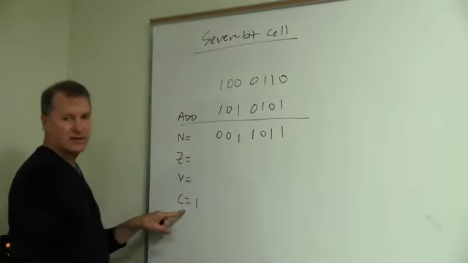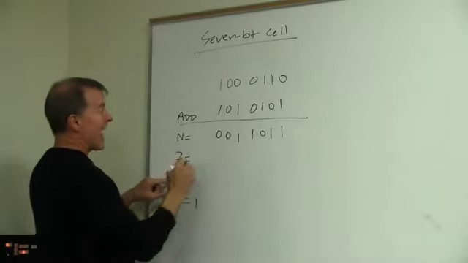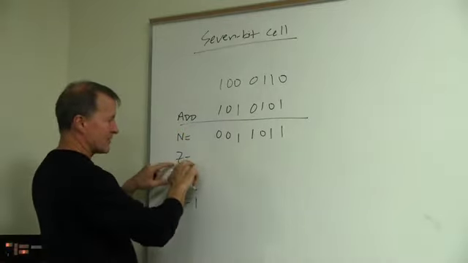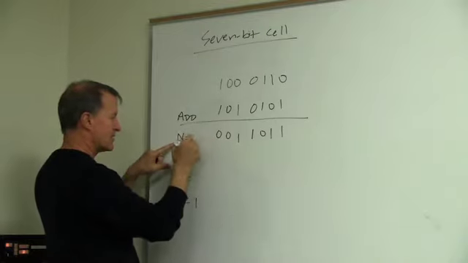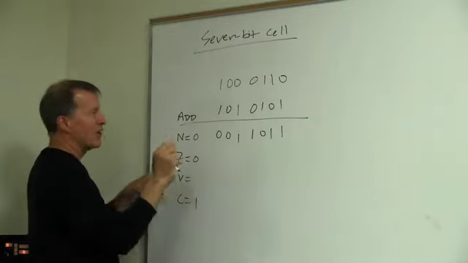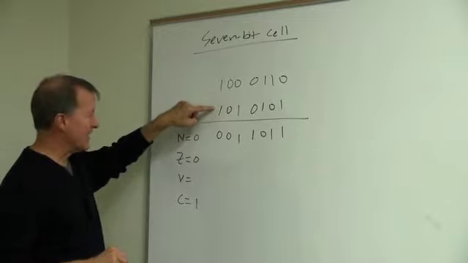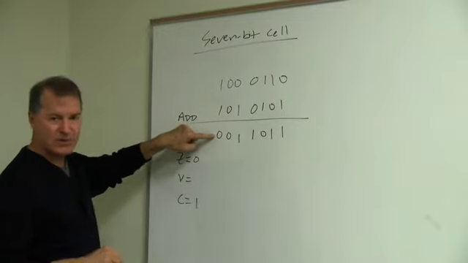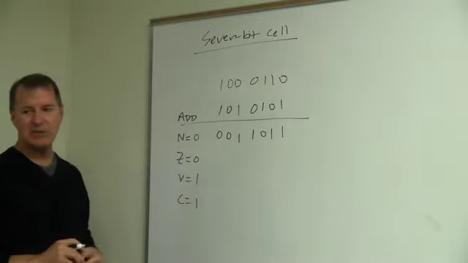So then it's 1. First of all, let's dispense with this. So Z is what? 0, because these are not all zeros. N is what? 0, because that's a copy of the sign bit. But now what about V? What are we doing here? We're adding a negative and a negative, but we're getting a positive. So we know that's an overflow, so that makes V 1.